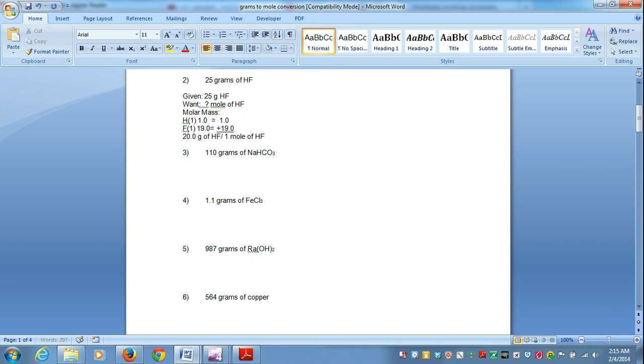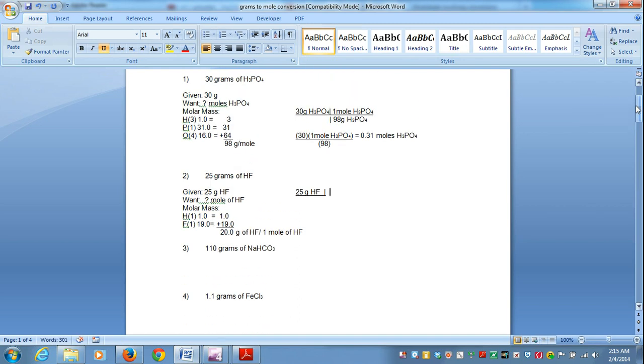Now keep in mind that this will be our conversion factor, and so it will be 20 grams of HF over 1 mole of HF. So next what I would like you to do is we're going to set up our dimensional analysis, and so again our given would be 25 grams of HF, and we are going to underline and set up our T-chart. And so our conversion factor that we're going to use in this case is going to be the same thing as we did in example number 1, which is dividing by the molar mass.